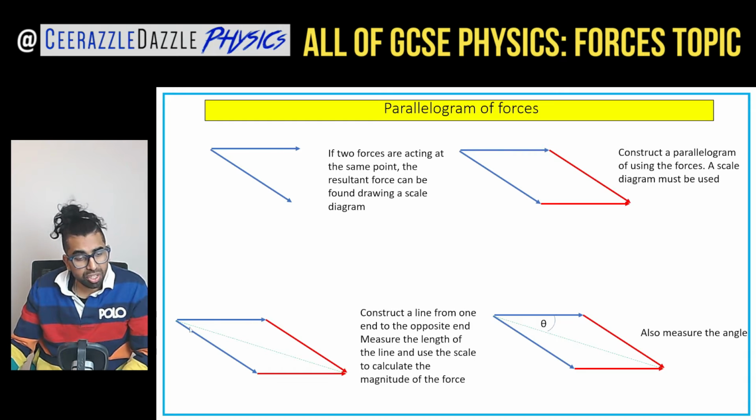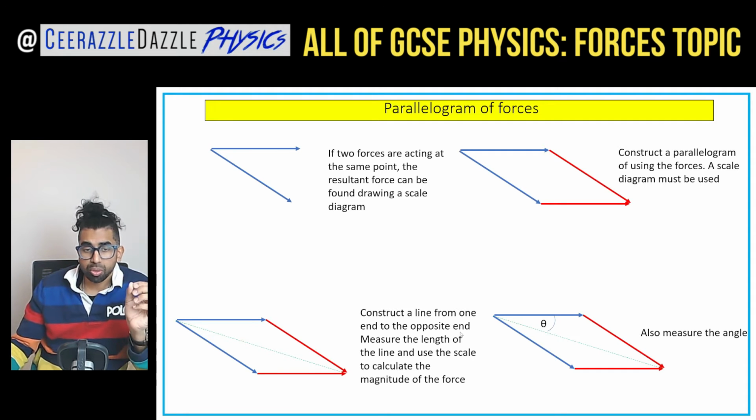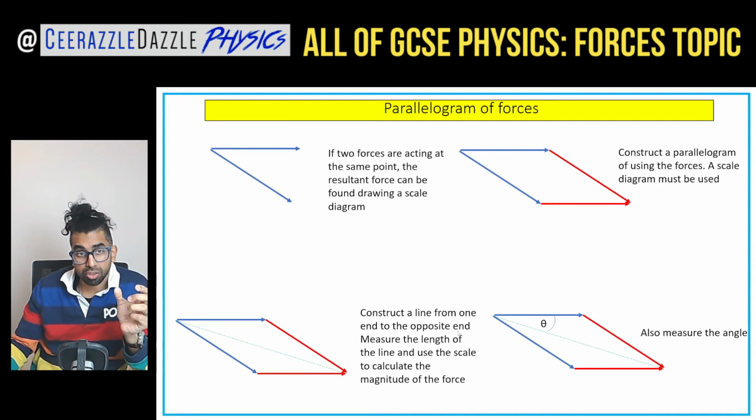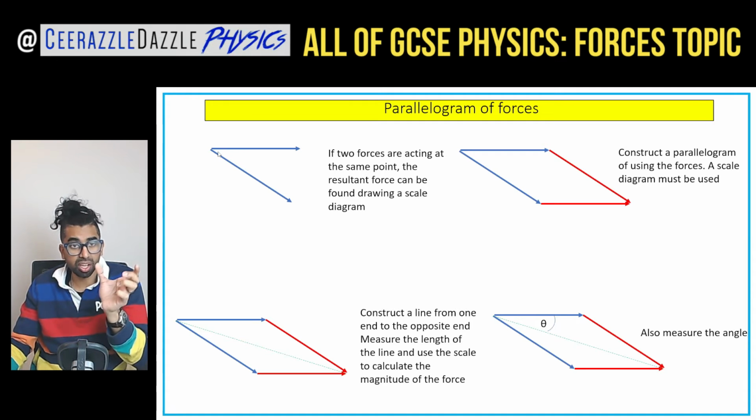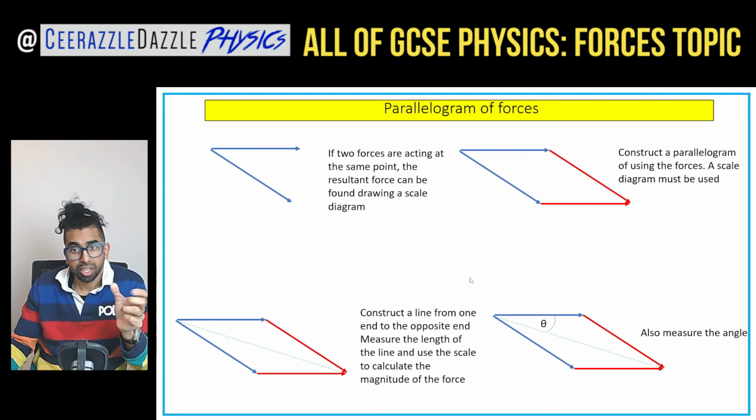And then all you do is simply drop a line from one end all the way to the opposite end of the parallelogram over here. When you're doing this, you actually have to draw it to scale. So the length of this arrow must be of a certain size, and the size obviously indicates the value of the force. So when you're drawing it, you must use a scale diagram. It could be 1 centimeter represents 1 Newton. That is a suitable scale. Or maybe 1 centimeter represents 2 Newtons over here.